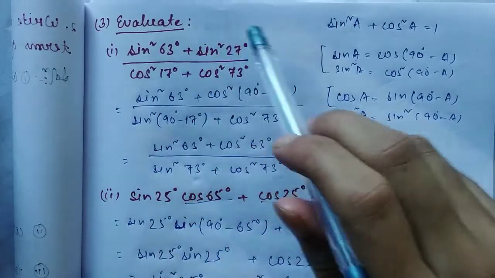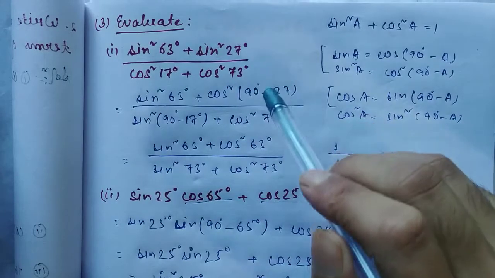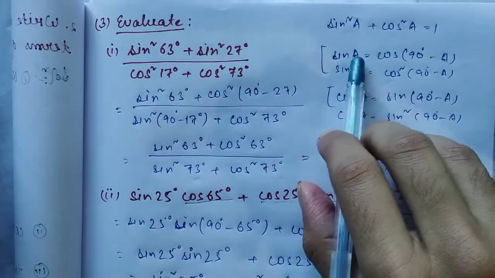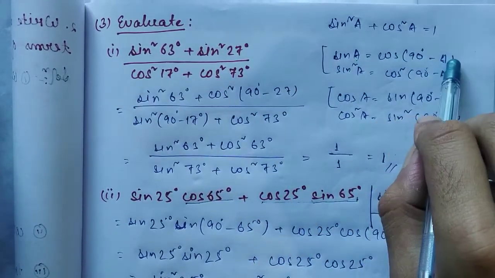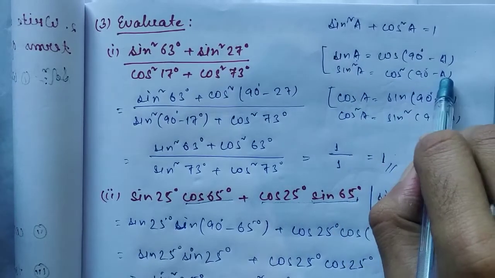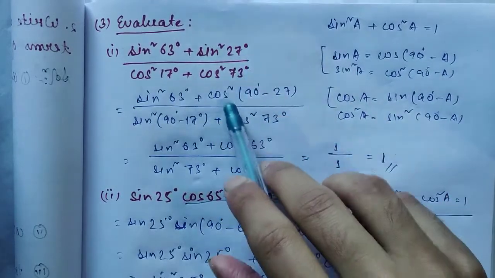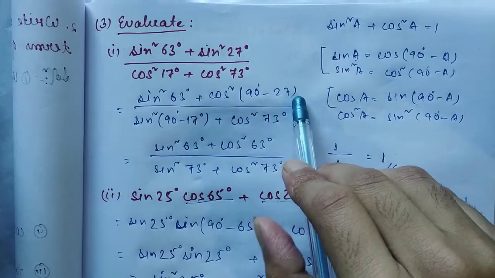So for the numerator what we do is we convert this sine square 27 in terms of cos square. How can we do that? We know that sine of A is equal to cos of 90 minus A. So sine square A becomes cos square 90 minus A. So sine square 27 becomes cos square 90 minus 27.